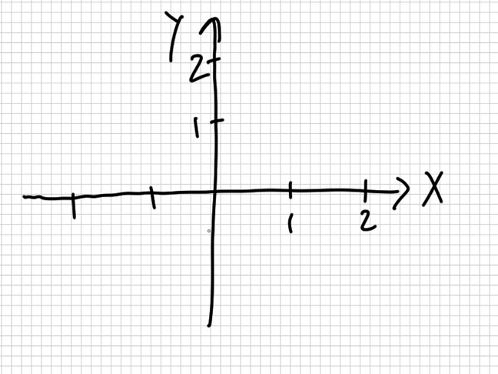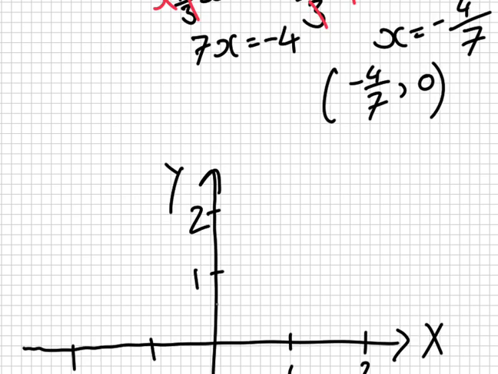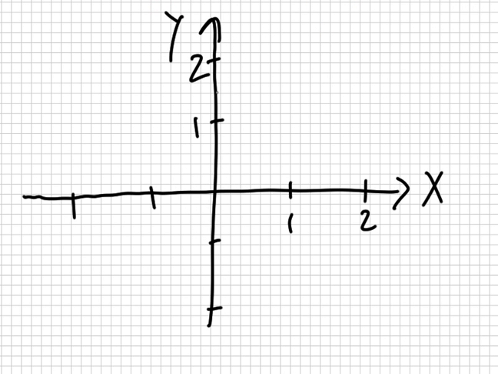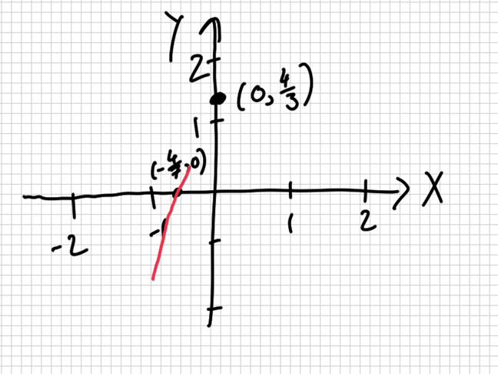Okay, so 0 and 4/3. So come out 0 and go up 4/3, so that would be there. And then my next point is minus 4 over 7 and 0. So minus 4 over 7 will be there. Yeah. Minus 4 over 7 and 0. So there's my straight line. Now that's good because that's what we expected, the line to be going up.